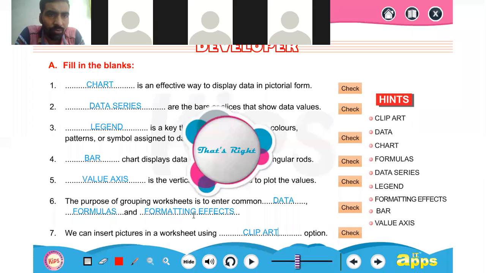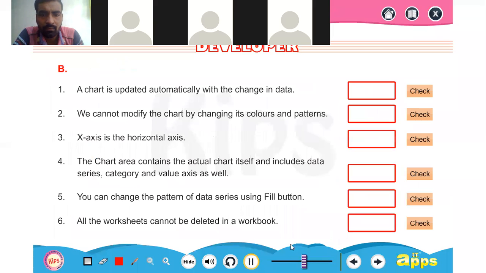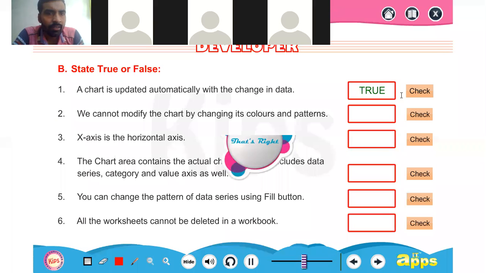Okay, that's all about fill in the blanks. Next, we have another exercise. State true or false. First question, a chart is updated automatically with the change in data. It is true.